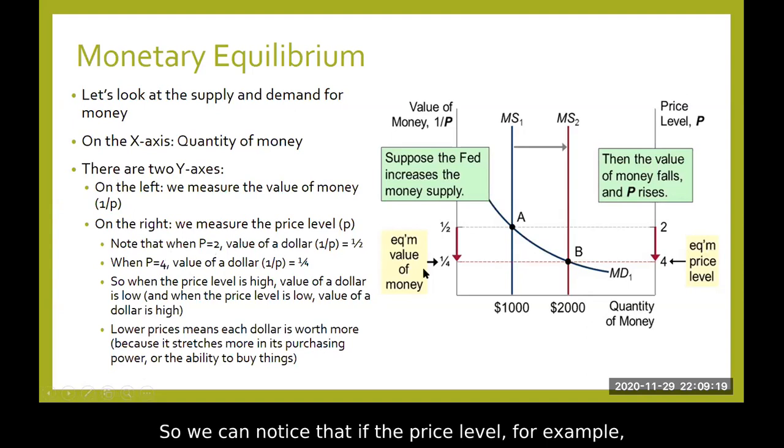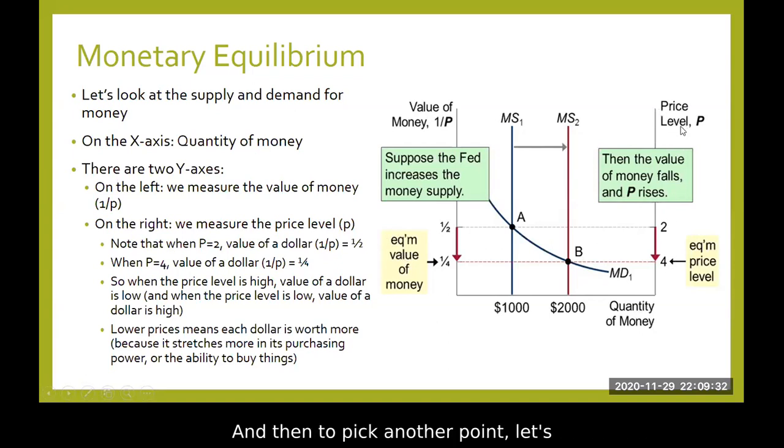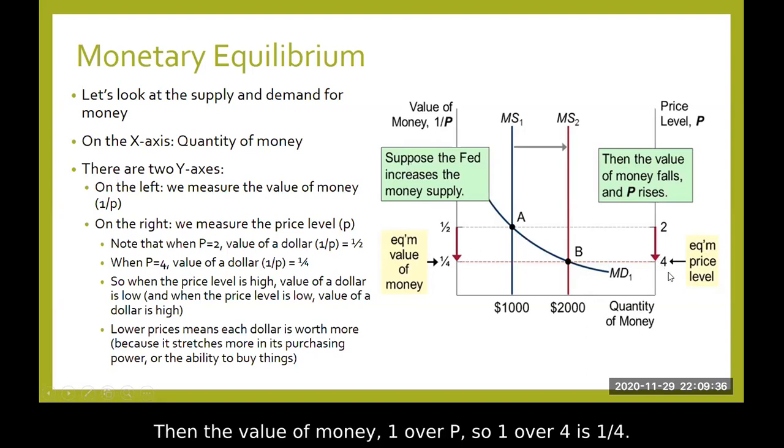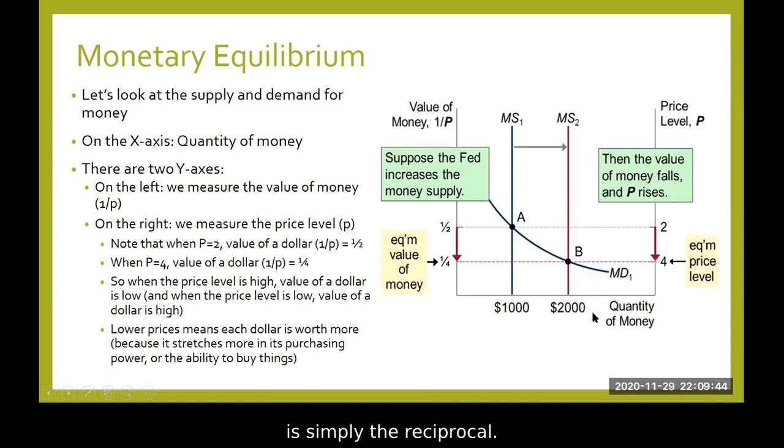So we can notice that if the price level, for example, is 2, then the value of money, 1 over P, so 1 over 2, is 1/2. And then to pick another point, let's say that the price level is at 4. Then the value of money, 1 over P, so 1 over 4, is 1/4. So whatever we have as the price level, the value of money is simply the reciprocal. So if this is P, then we get 1 over P, which is the reciprocal here.